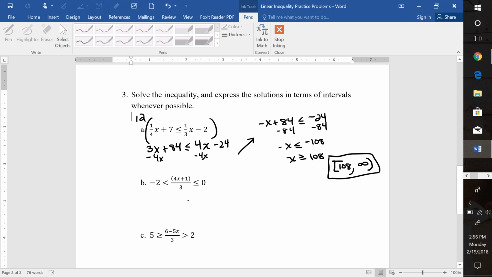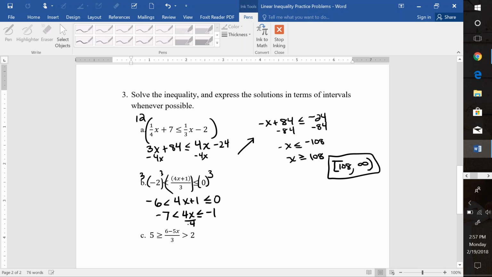Let's talk about how B is a little bit different setup. There are two different inequality systems here. This is actually a compound inequality. And your goal here is to get x by itself in the middle. So I'm going to multiply everything by 3 to clear out that fraction first. And I have to do that to all three parts. So this would be negative 6. The 3's here would cancel, so that's just going to be 4x plus 1, and then less than or equal to 0. I'm going to subtract 1 from all the sides.